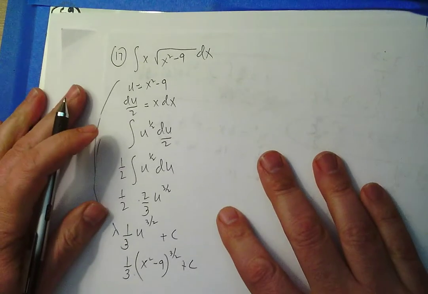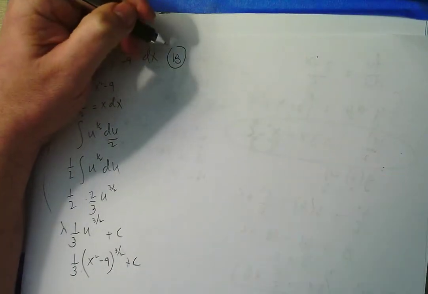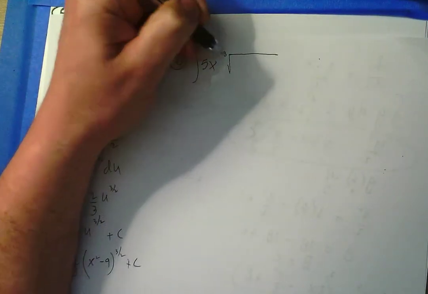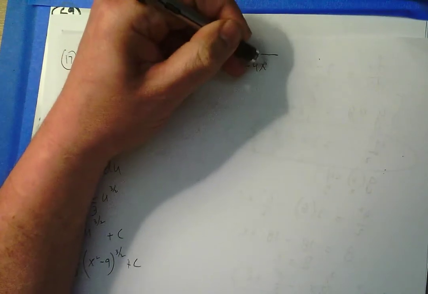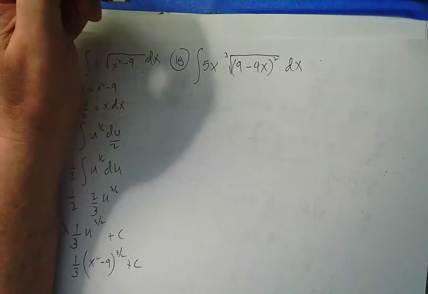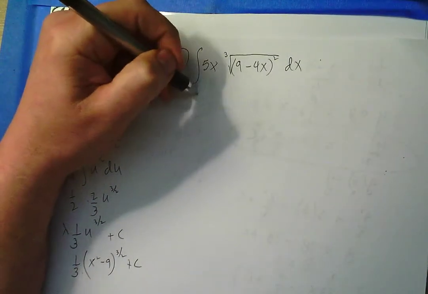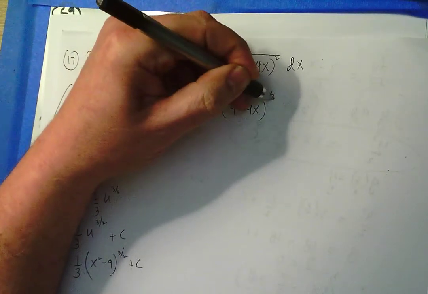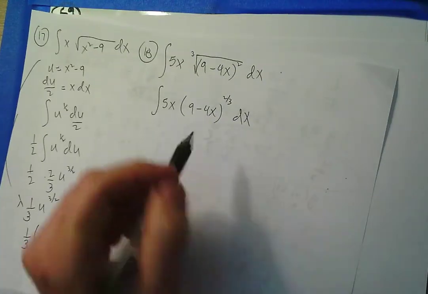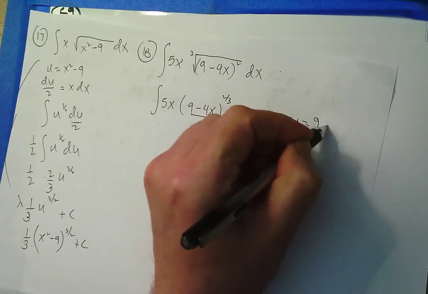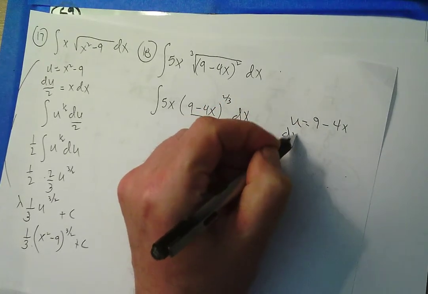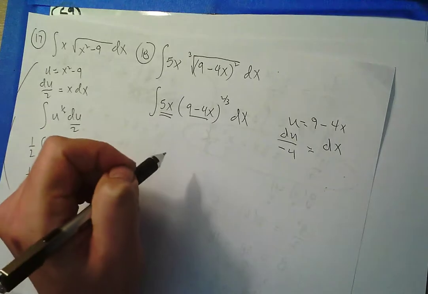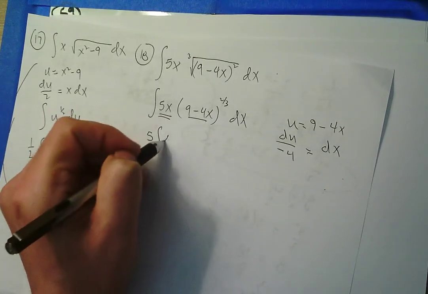Okay, 18. 18 was the exciting problem. Integral 5x times the cube root of (9 minus 4x) quantity squared dx. So I'm thinking two things. First, I'm thinking about writing this as (9 minus 4x) to the 2/3 power. Second thing I'm thinking is this is a u-sub where u equals 9 minus 4x, and therefore du over negative 4 equals dx. But what about that x? Well, I could pull out the 5, but I'd still have an x.